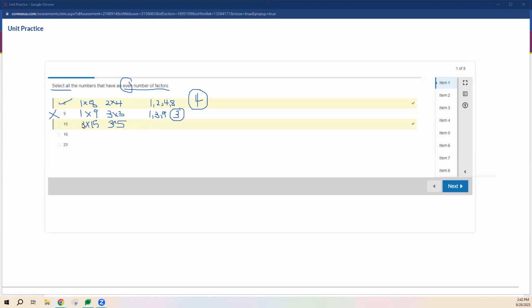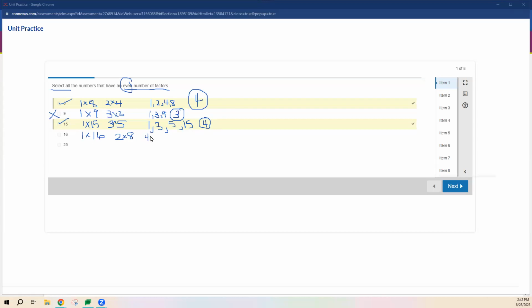So right here I have 1, 3, 5, and 15. Those are my factors, right? Sorry for my horrible screenwriting. I'm not a mouse writing expert, but that has 4 factors. 4 is an even number, which means 15 has an even number of factors. When I do 16, I can do 1 times 16. I can do 2 times 8. And I can do 4 times 4.